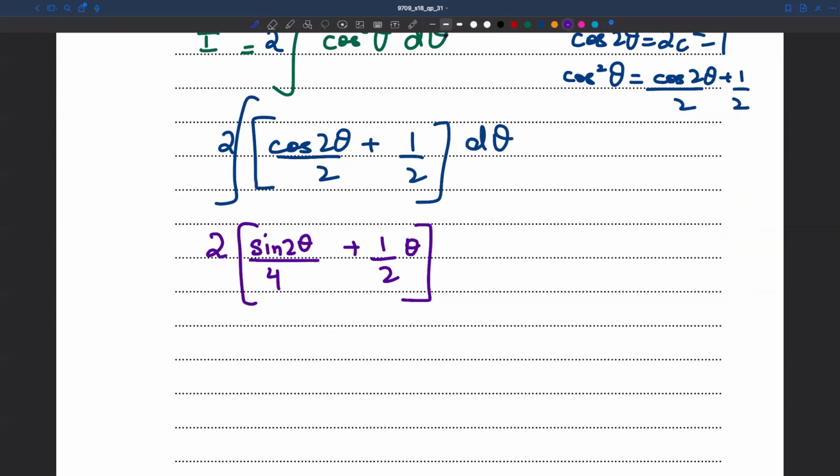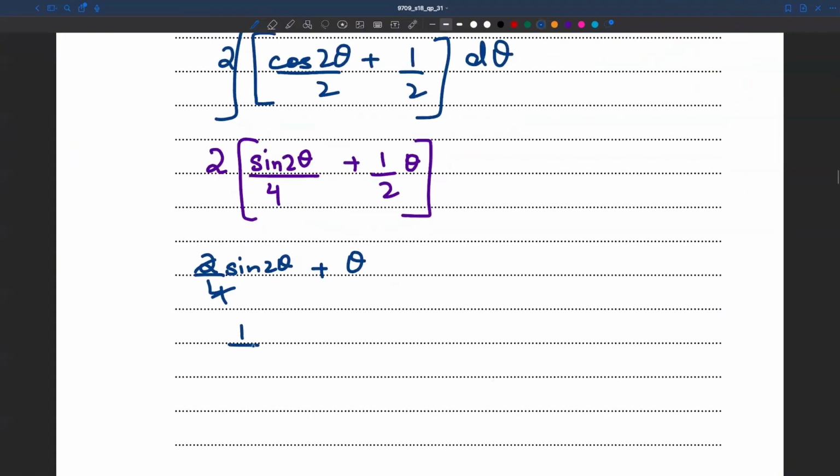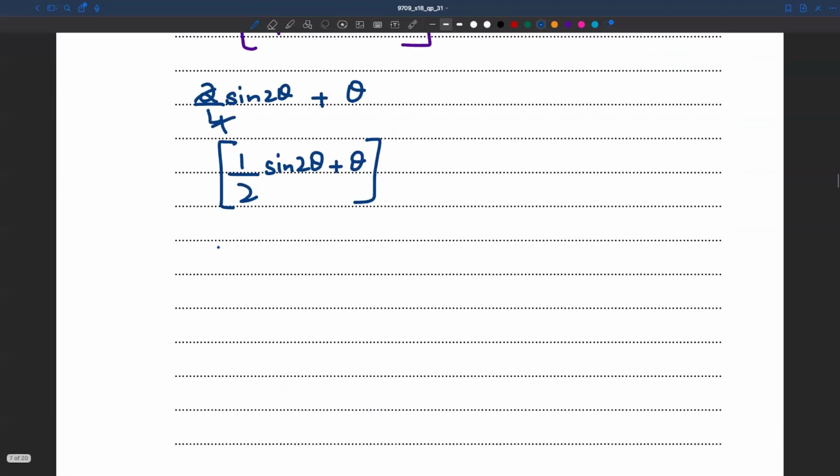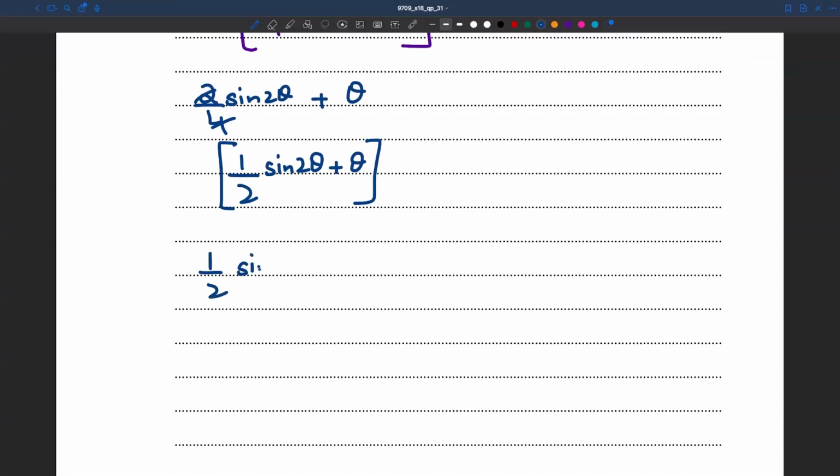Please keep your calculators in your hand. So this will become 2 sine 2 theta upon 4 plus 2 into half will be theta. Let's simplify it further and write it like this: 1 upon 2 sine 2 theta plus theta. So this is our final integral. The limit was 1 upon 3 pi. So this will be 1 upon 2 sine of 2 upon 3 pi plus 1 upon 3 pi. Sine 2 upon 3 pi in the calculator is what?